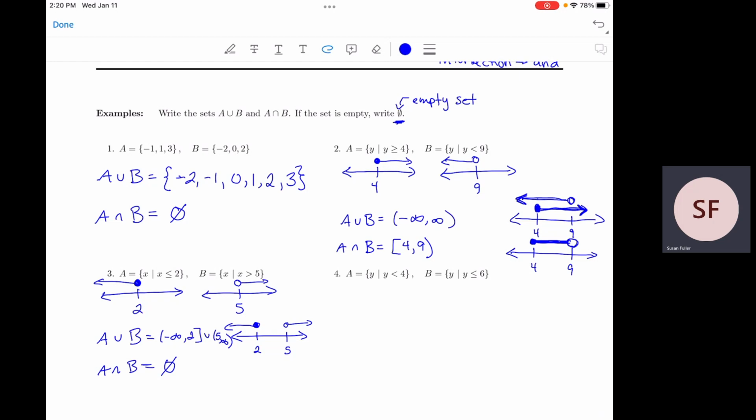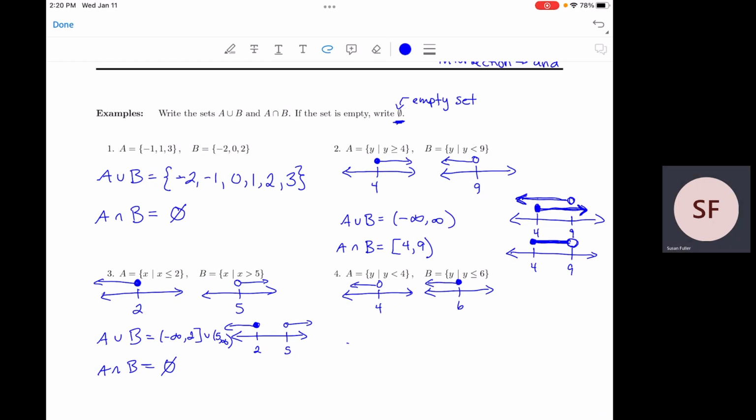And then finally, this last one here, number 4, A is the set of all the things less than 4. I'll put that on my number line. And B is anything greater than or equal to 6. So I'm going to do a closed dot at 6.